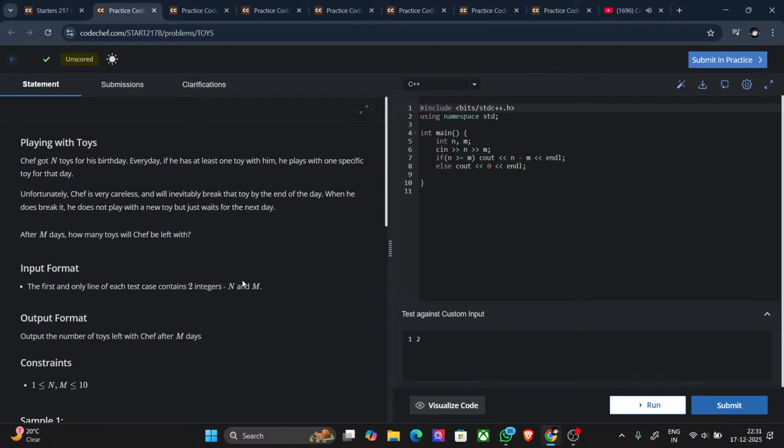So in this problem, Jeff got n toys for his birthday. Every day, if he has at least one toy with him, he plays with one specific toy for that day. Unfortunately, Jeff is very careless and will inevitably break that toy by the end of the day. When he breaks it, he does not play with the new toy but waits for the next day. After m days, how many toys will Jeff be left with?